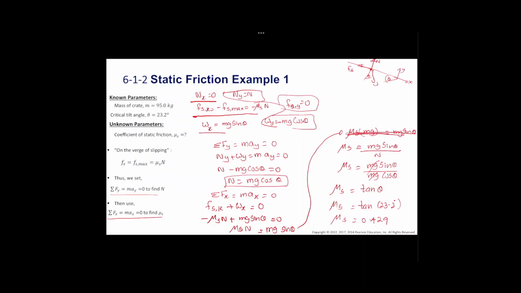Now you know how to find the coefficient of kinetic friction and the coefficient of static friction, and thereby you can find the kinetic friction and static friction. So that's the end of section 1 in our chapter 6.